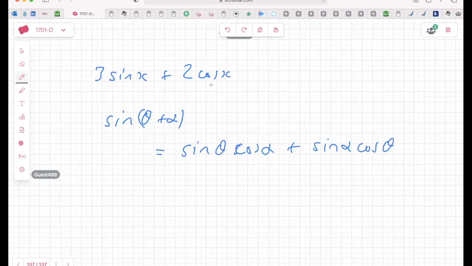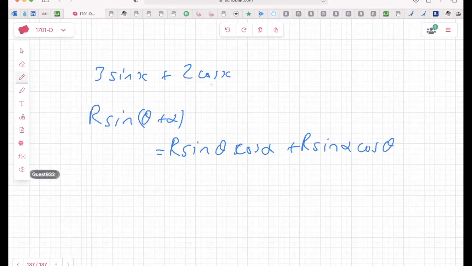And if we times that by r, then both of those will be times by r. So r sine alpha plus theta, r sine theta plus alpha is equal to that: r sine theta cos alpha plus r sine alpha cos theta. Now what we do is we compare coefficients.